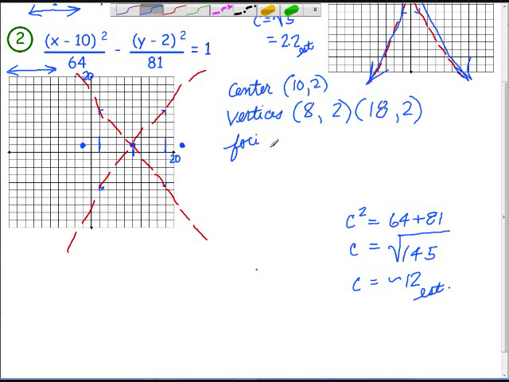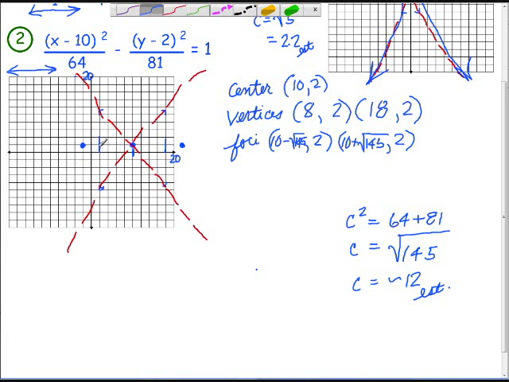So my foci, 2, I know that. And then it's 10 minus the square root of 145. Should have left myself more room. And 10 plus the square root of 145.